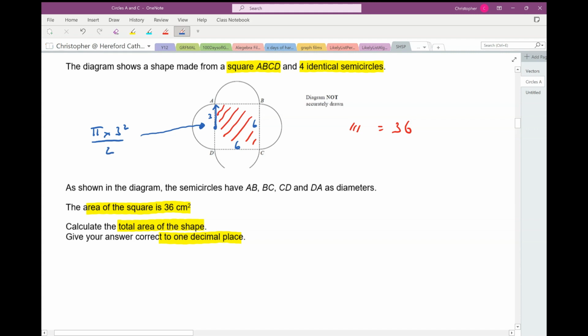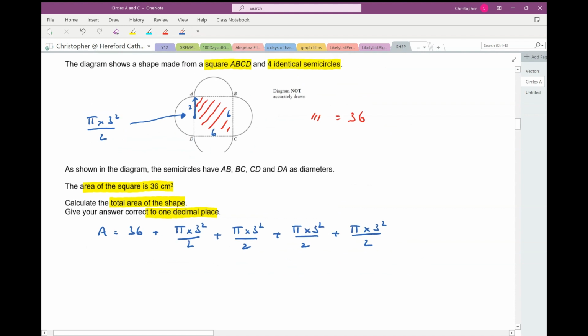So what I've got for the area of the whole shape is I've got the red square in the middle, and then I've got 4 of those semicircles. So I'm just going to write that the area of the whole shape is going to be 36 plus pi times 3 squared over 2, and another pi times 3 squared over 2, and another, and another. You're probably just thinking, why doesn't he just combine those semicircles and have 2 full circles? And of course you could do that.